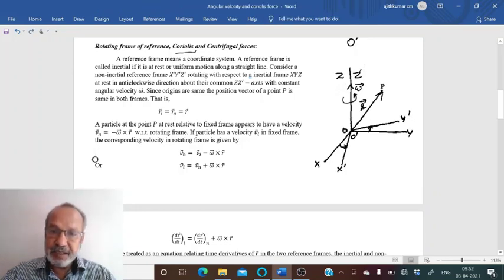Let us consider this diagram. Here you can see x, y, z coordinates. They are fixed coordinates, and suppose another x dash, y dash and z dash are rotating in the xy plane with some constant angular velocity omega about the common z dash axis. Suppose we consider a particle at the point P. So its position vector from origin is r.